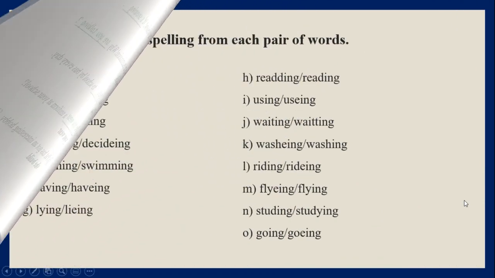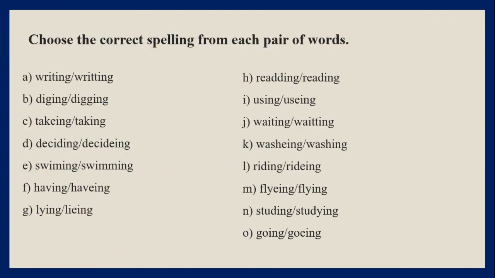Okay, let's take a look at this exercise. Choose the correct spelling from each pair of words. Write the answers, and I will show the answers in a few seconds. Okay, according to the rules we talked about spelling when adding ing to a verb, I think you can easily understand why these are the right answers.